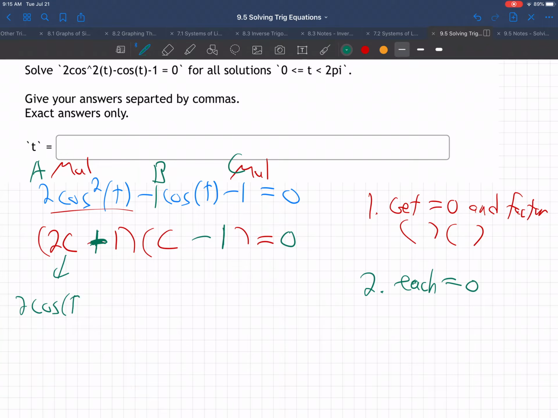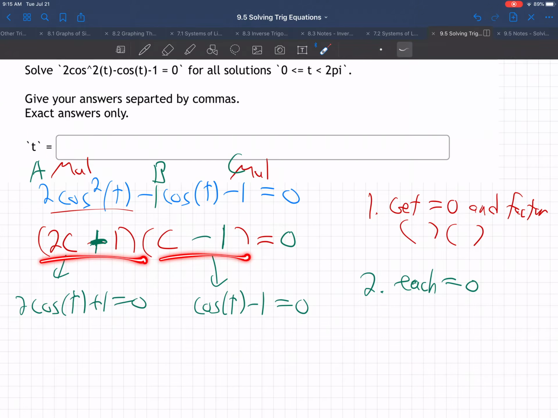2 cosine t plus 1 equals 0. And this one, cosine t minus 1 equals 0. Each one. Now why would each one? Why did we have 1, 0, and now we have 2? Well, it's because it's logical. They're multiplying, right? These are parentheses, which means times. If two things are multiplying each other and the answer is coming out 0, what does that mean logically?